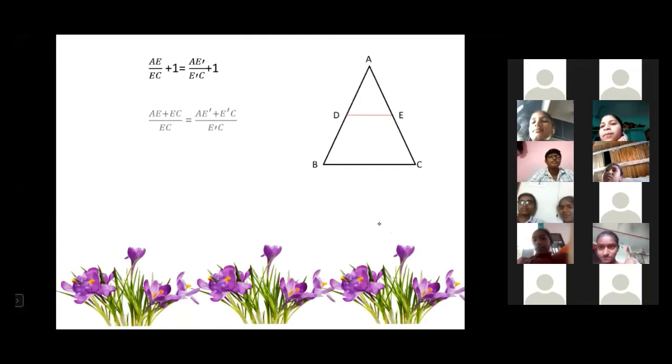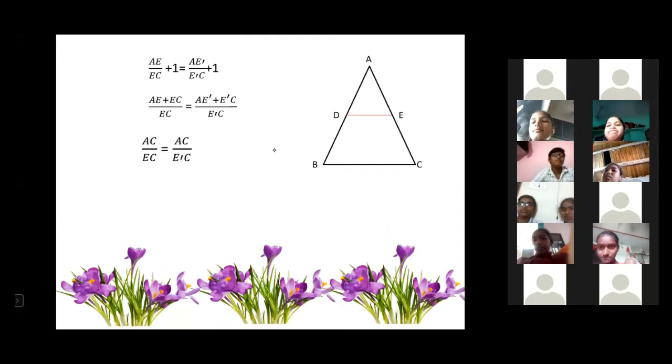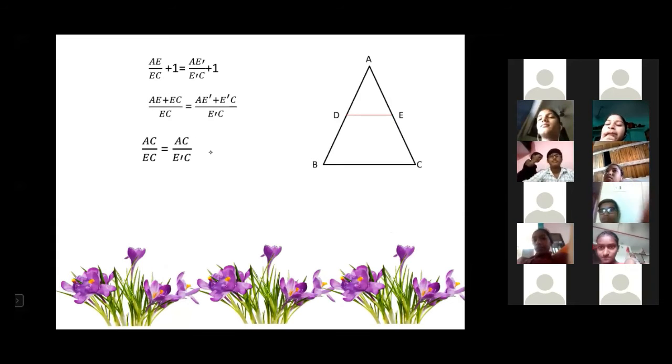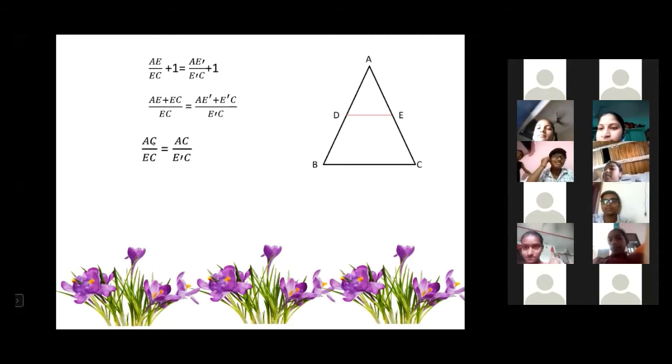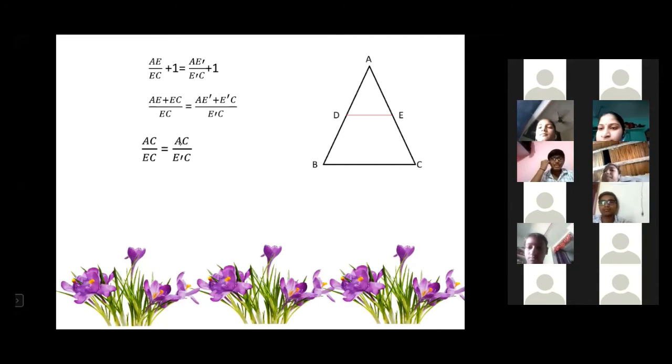So AE dash plus E dash C is equal to AC by E dash C. Clear? Now observe these two ratios are equal. In the two ratios, the numerator AC and AC is the same. If two ratios are equal and the two numerators are equal, then automatically the denominators must be equal. So EC is equal to E dash C.